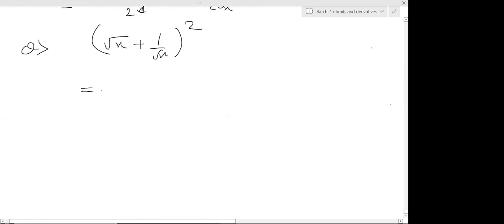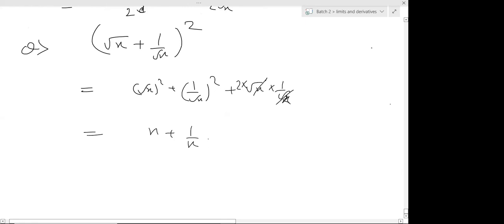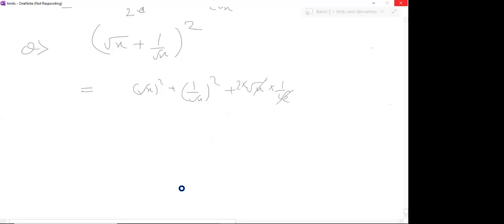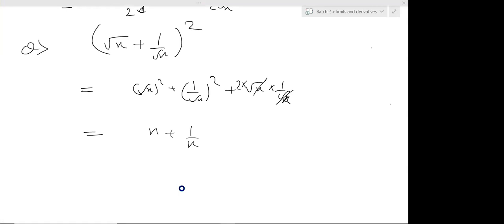Just open the brackets. So this will be under root x whole square plus 1 upon under root x whole square plus 2 into root x into 1 upon root x. So this is cancelled. So this is x plus 1 upon x plus 2. Right? Now you can solve that easily. All right, 2 you can write x raised to 2 into x raised to the power 0, or you can remember that differentiation of any constant is 0.